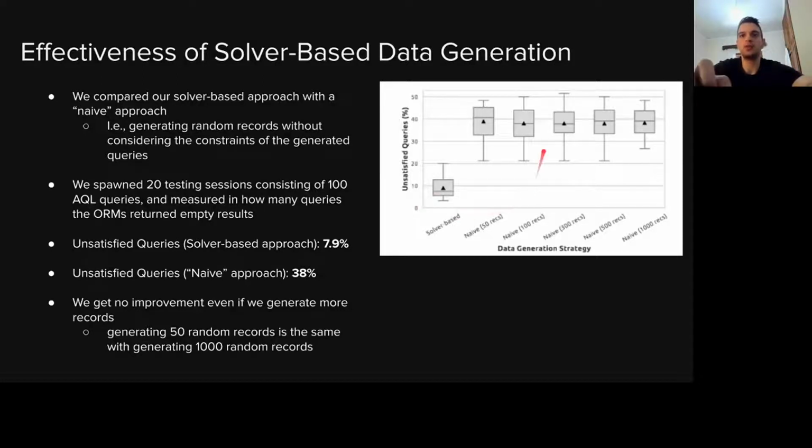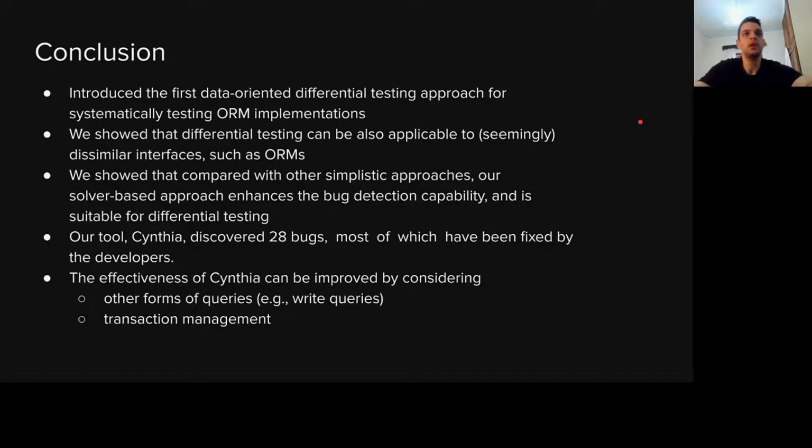On the other hand, when we use a naive approach, around 38% of the generated queries are unsatisfied. Notice that even if we increase the number of records, we get no improvement. So generating 50 random records is almost the same as generating 1,000 records.